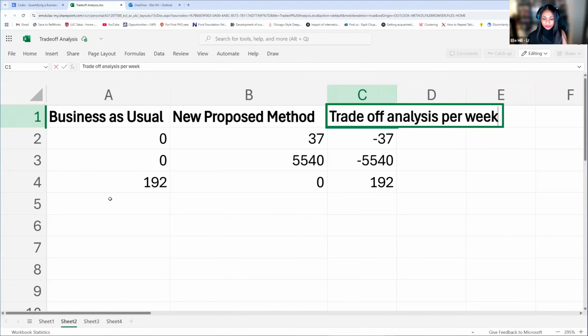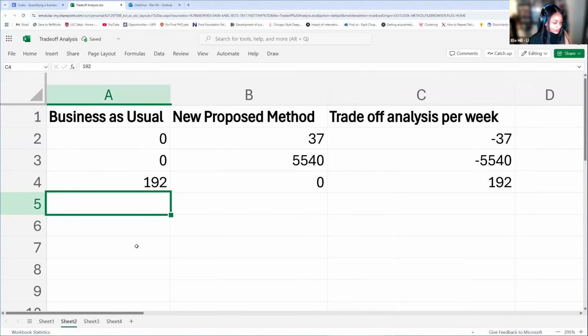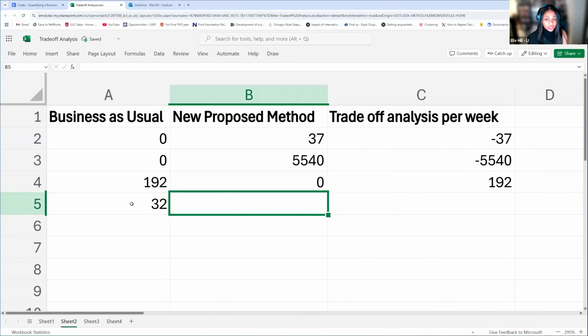So as you said, yes, exactly. Zofia mentioned that, so mentioning the correct units is important. So 32 is our business as usual because we're currently paying $32 a week right now.